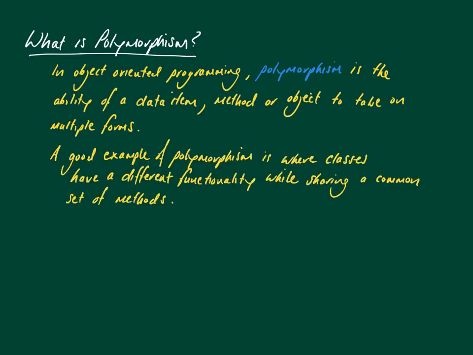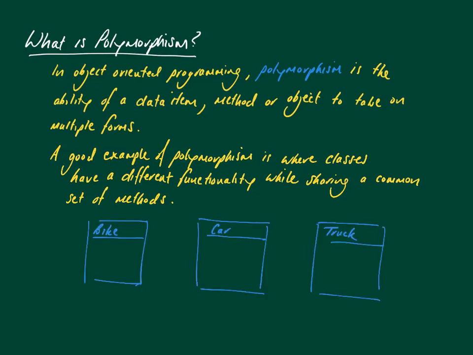And a good example of polymorphism is one where the classes have different functionality while sharing a common set of methods. For example, bike, car and truck may all have different variables or different attributes stored about it, but they can all be driven. Although the underlying code behind the drive method will do different things to the data items within that class.